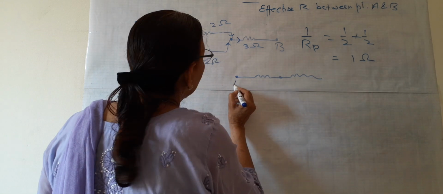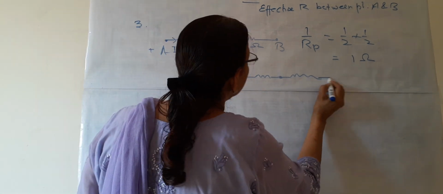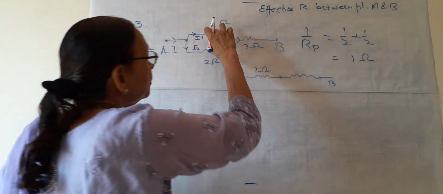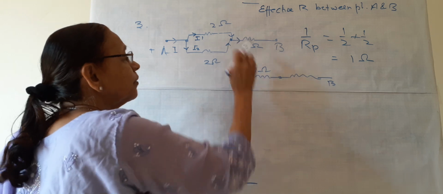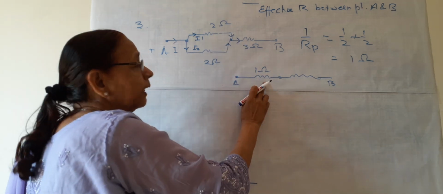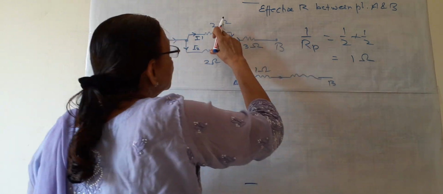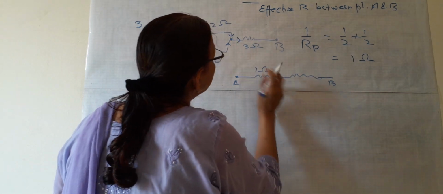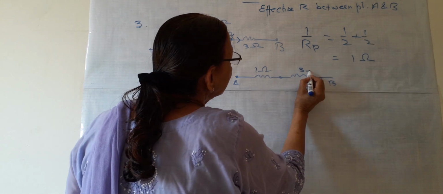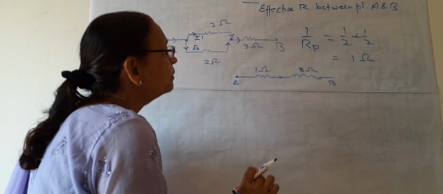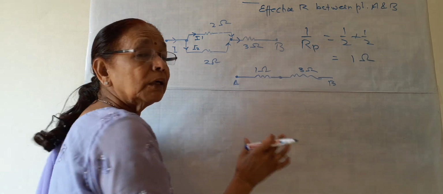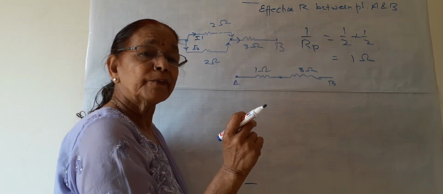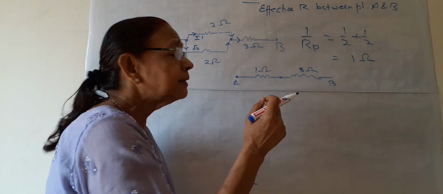This is A, this is B. This circuit is 1 ohm, which is the total of these two, so we can redraw these two together. Together they are 1 ohm. So these two we draw like this, 1 ohm. After this junction, I have drawn this resistor, which is of 3 ohm. Now look, how are they looking? They look like they are in series.